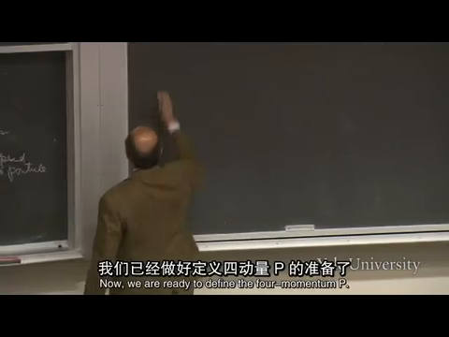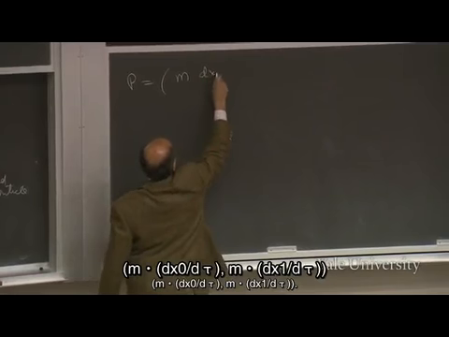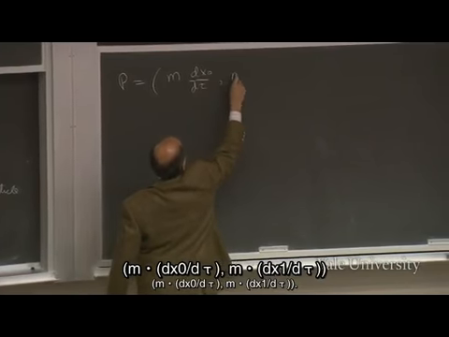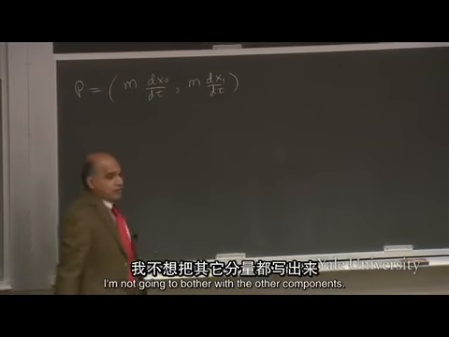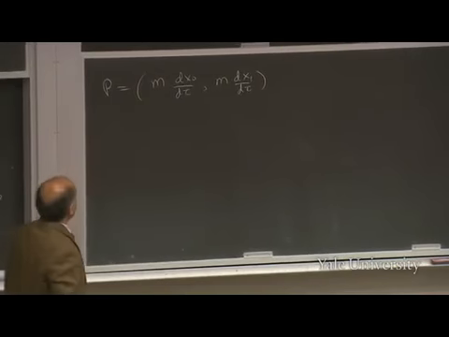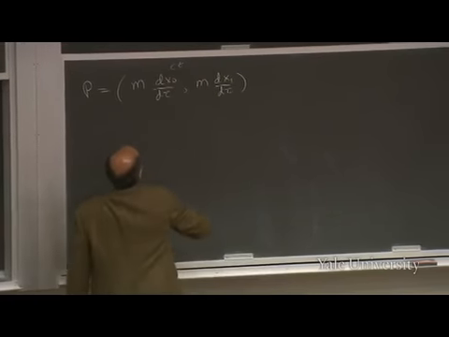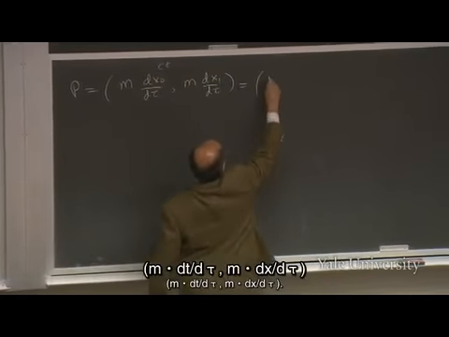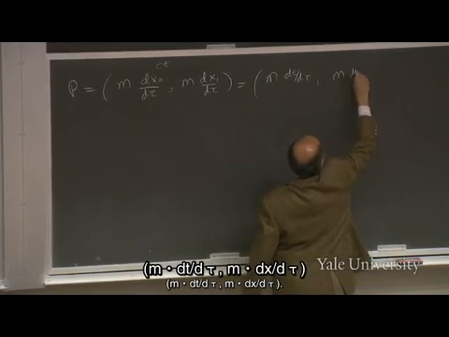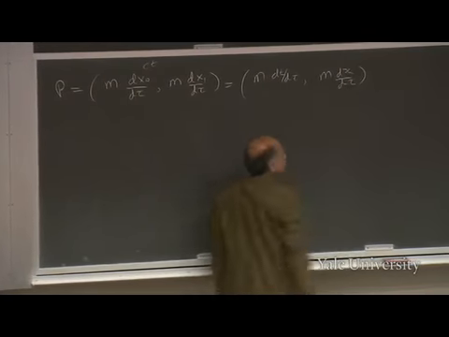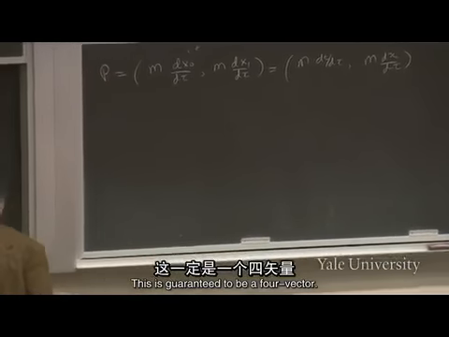Now we are ready to define the four-momentum P. The four-momentum P is going to be m times dx0 d tau, m times dx1 d tau. I'm not going to bother with the other components. We can always put them back. Well, x0, you remember, was ct. So this really becomes m times c dt divided by d tau, m times dx divided by d tau. This is guaranteed to be a 4-vector.